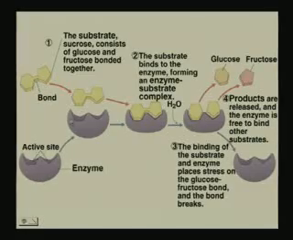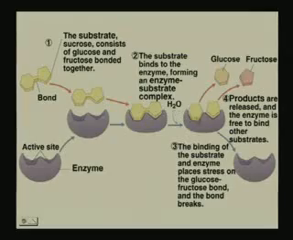So we have the active site that exactly fits. You cannot fit it the other way. You will not be able to fit it. It has to fit in exactly this orientation, exactly this geometry. So the substrate binds to the enzyme. What do we form? The enzyme substrate complex. The substrate binds to form the enzyme substrate complex.